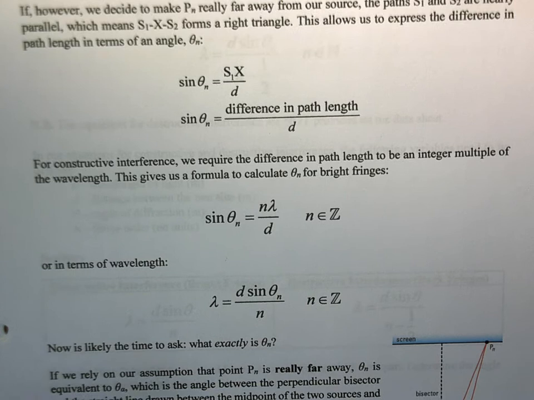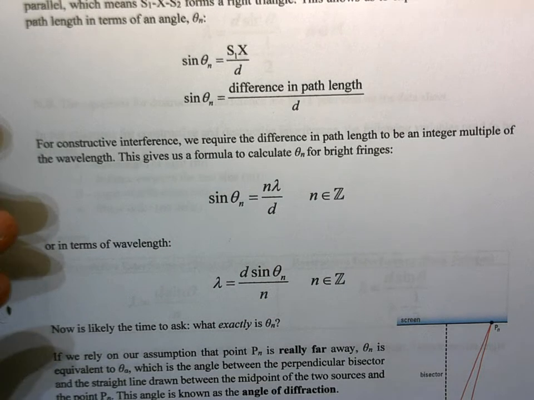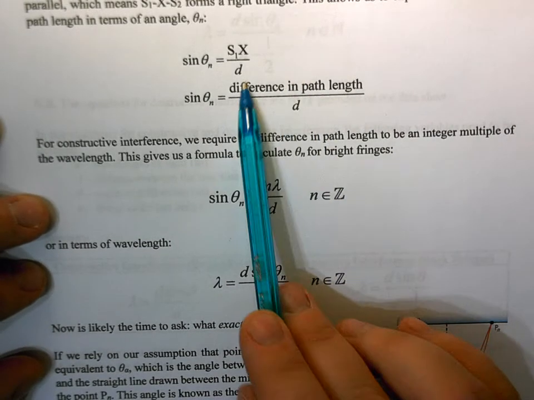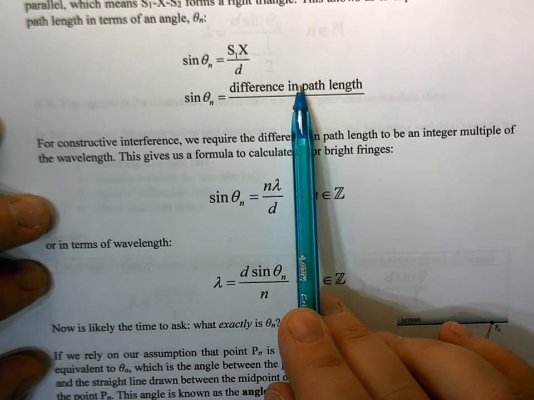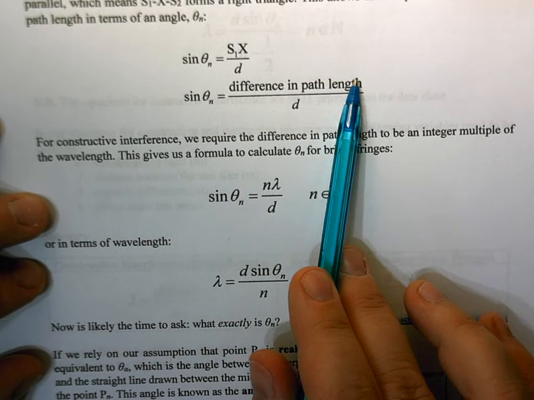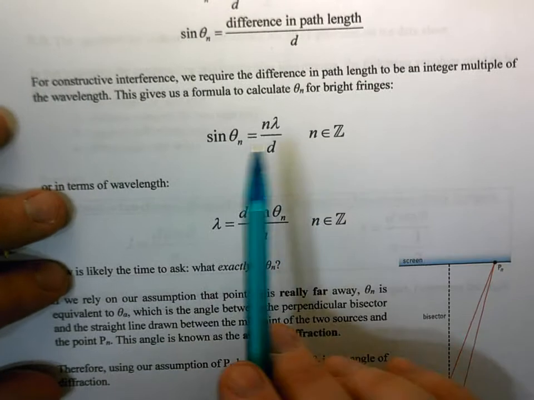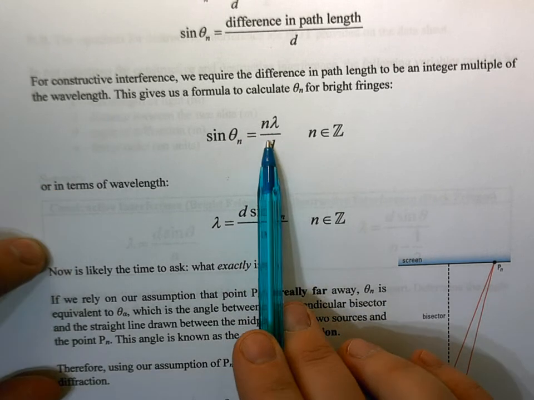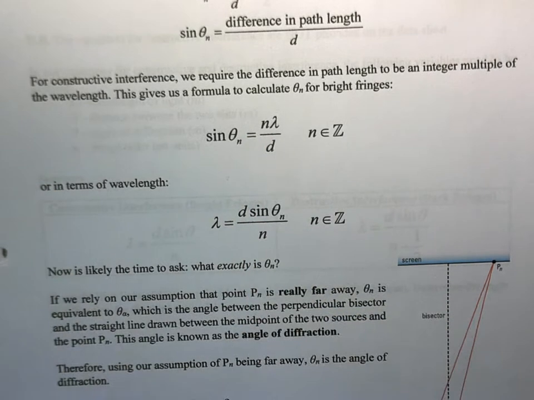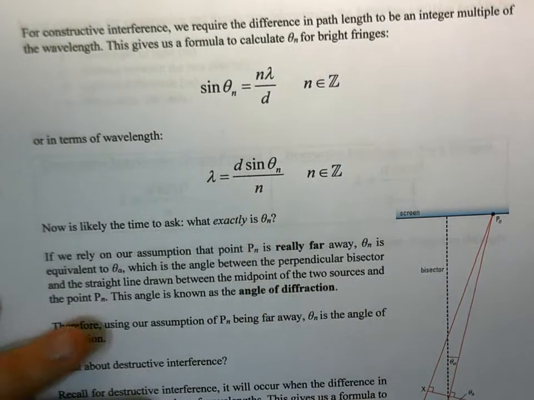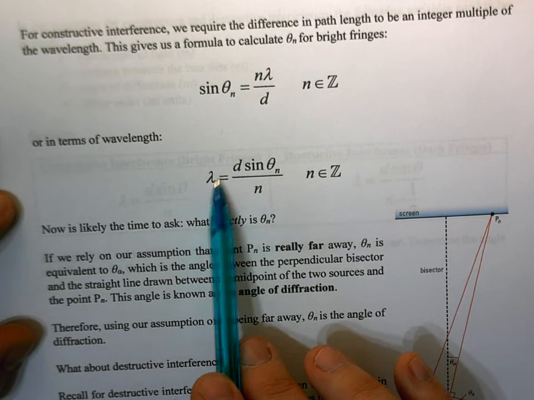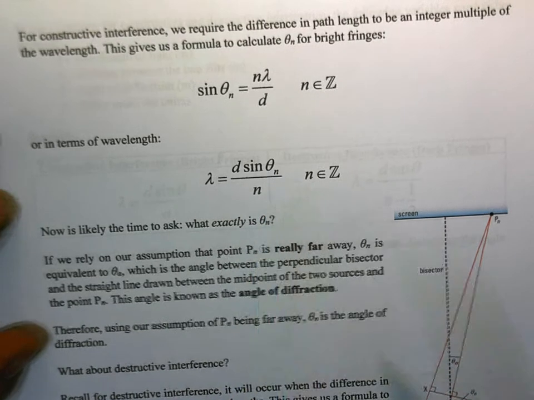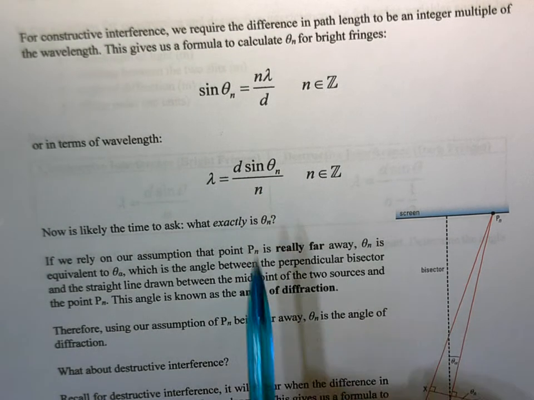Now, here's where we're just going to start to adjust it for what we need. We know that in order to have constructive interference, we need that difference in path length to be an integer multiple of the wavelength. So instead of writing out the words difference in path length, we're just going to say sine of the angle is n lambda over d for bright fringes or constructive interference. Now, on the data sheet, that will be written in terms of the wavelength, so we could rearrange that for the wavelength and say this is d sine theta n divided by n, which is our fringe number.